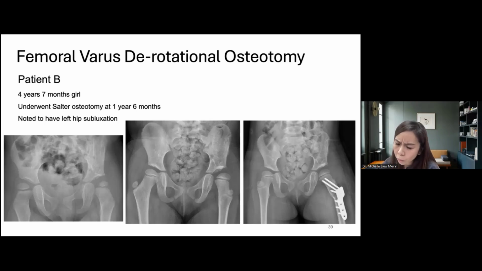So a femoral varus derotational osteotomy was performed to keep the femoral head within the acetabulum, and so we actually made the proximal femur in a varus angle to ensure the head sits within the acetabulum. As the patient is 4 years and 7 months, it was essential to intervene at this juncture to prevent further subluxation and subsequent dislocation of the left hip as she grows.